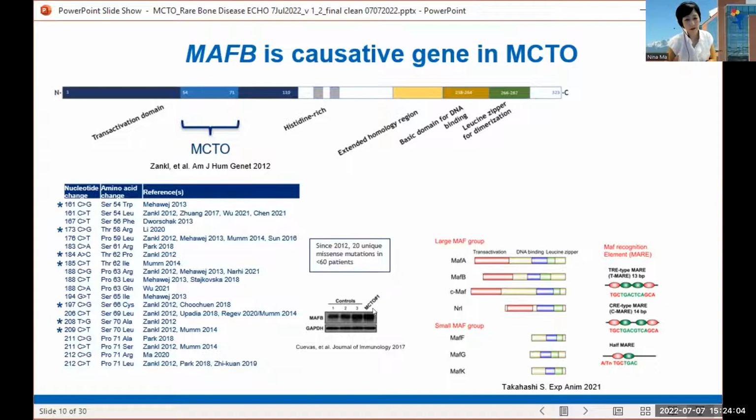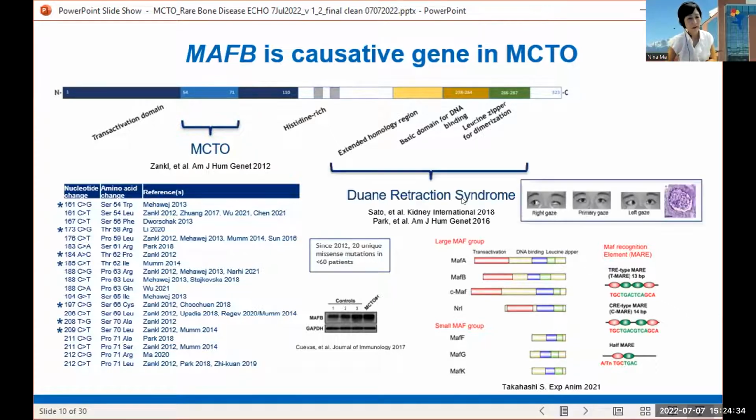There is experimental evidence to support that in MCTO monocytes and macrophages, there is a greater concentration of MAFB protein levels, and that there's extended half-life of the protein. And so this suggests that the MCTO mutations in MAFB confer an increased protein stability, as well as confer a gain of function type of property.